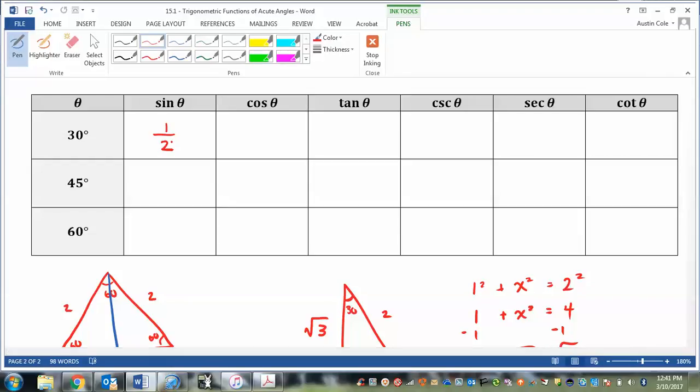In your calculators, hit sine 30. Enter. Where's that? 0.5. Wow, amazing. Oh, they're right here. Should we just do it with our calculator? Okay, we'll talk about that.